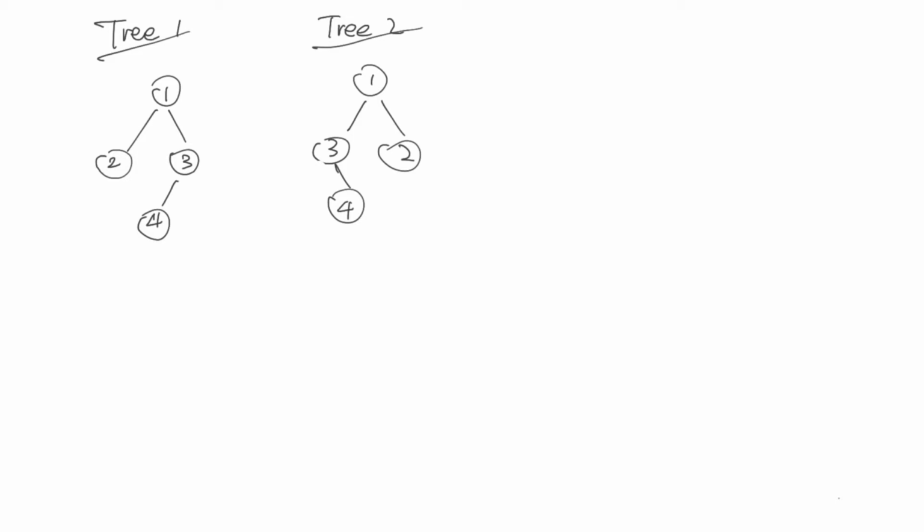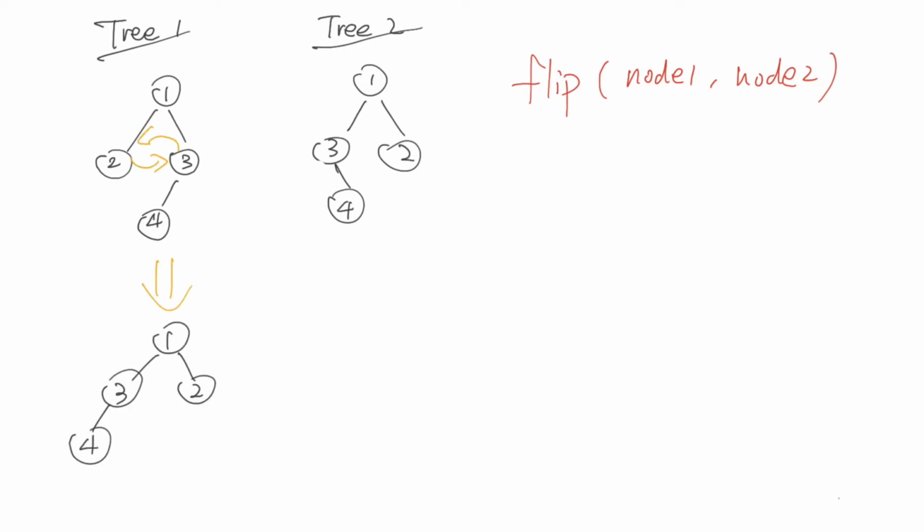Let's see this example. As you can see, tree 1 and tree 2 are structured differently. But we can define a flip operation such that it takes in two nodes, and basically it swaps those two nodes along with their child nodes. So essentially, to make tree 1 equivalent to tree 2, we swap node 2 and node 3. And the new tree becomes like this.